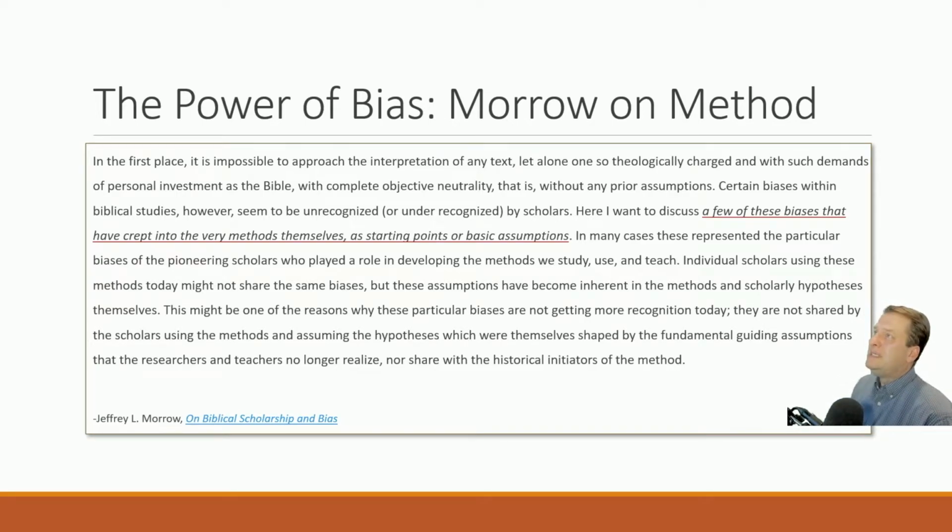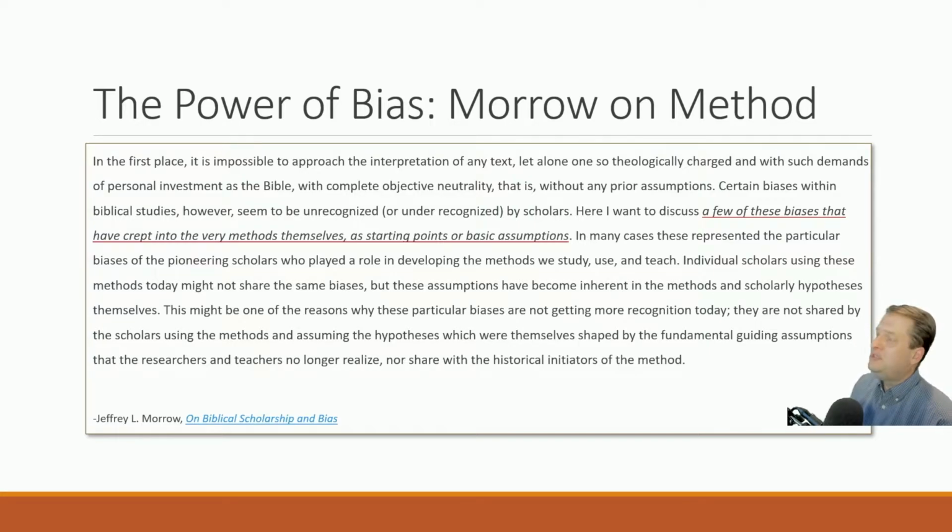He says, in the first place, it is impossible to approach the interpretation of any text, let alone one so theologically charged, and with such demands of personal investment as the Bible, with complete objective neutrality, that is, without any prior assumptions. Certain biases within biblical studies, however, seem to be unrecognized or under-recognized by scholars. Here I want to discuss a few of these biases that have crept into the very methods themselves, as starting points or basic assumptions. In many cases, these represented the particular biases of the pioneering scholars who played a role in developing the methods we study, use, and teach.